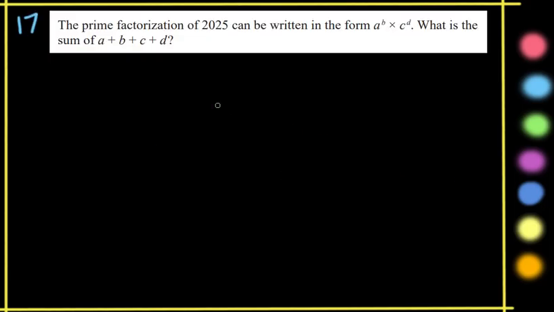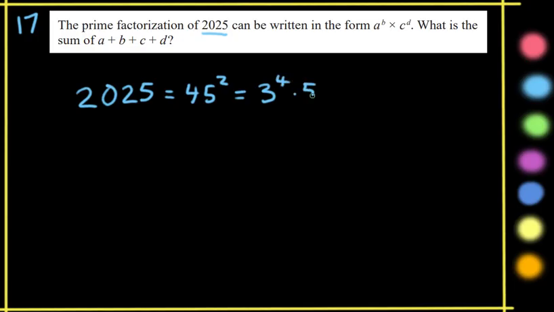So this one says the prime factorization of 2025 can be written in the form a to the b times c to the d. What is the sum of a plus b plus c plus d? Now, you should always memorize the prime factorization of the current year. In this case, it's 2025, and it has a really great prime factorization because it's a perfect square. So 2025 is equal to 45 squared, and of course 45 is 3 squared times 5. So this is going to be 3 to the 4th times 5 squared when you do 45 squared.